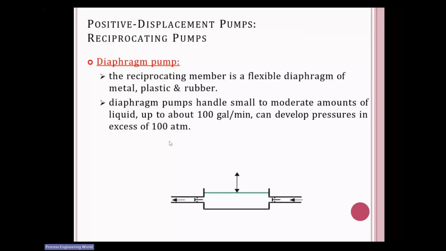Another pump is the diaphragm pump. What happens in a diaphragm pump? Here the reciprocating member is a flexible diaphragm. Instead of a plunger or piston, you are having a diaphragm. So the diaphragm is a flexible material. Okay. Diaphragm pumps you won't usually see in the chemical industry. Instead, you will usually be seeing AODD pumps. Anybody know AODD pumps?